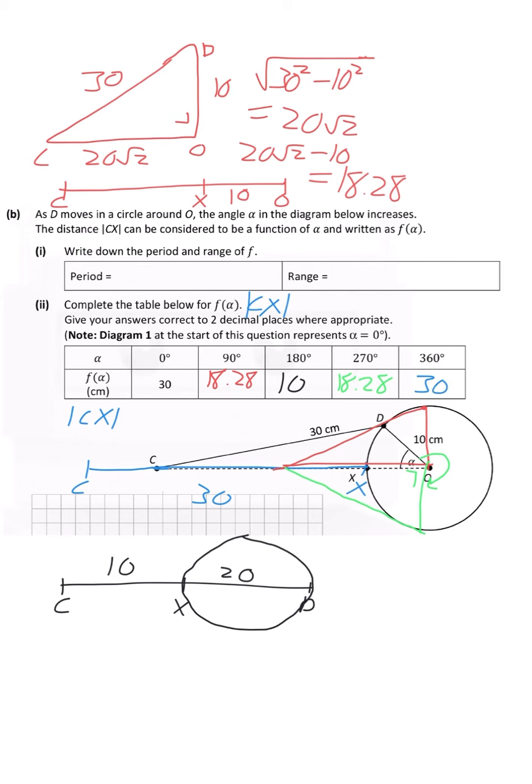So now with the table filled in, the period and range is very easy. So the period is when it repeats. So I can see that this repeats after 360 degrees. Then the range, your smallest to the biggest. So our smallest value here is 10, and our biggest value is 30. And that's that part of the question done.